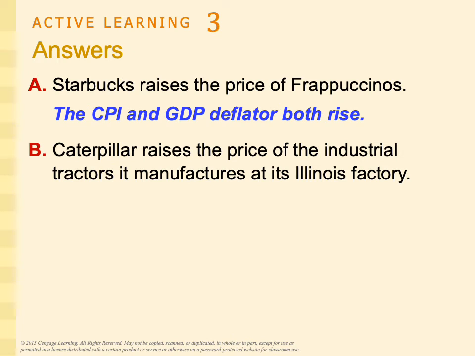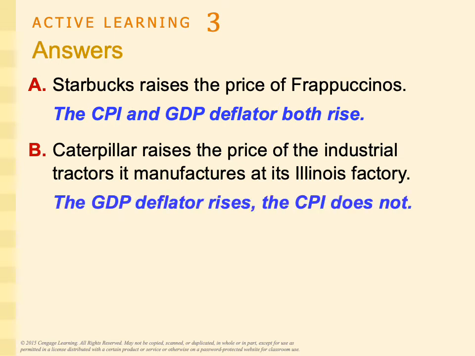Caterpillar raising the price of the industrial tractors that it manufactures in Illinois, which obviously is within the borders of the U.S. So this would affect GDP. It would increase the GDP deflator, but it would not affect the CPI since consumers do not purchase industrial tractors.